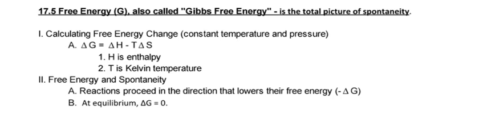So what about free energy and spontaneity? Reactions will proceed in the direction that lowers their free energy. So negative delta G means we're lowering free energy. That's a really important idea, because if delta G is a negative value, you're lowering that free energy, which means it's going to be spontaneous. And then at equilibrium, delta G is 0.